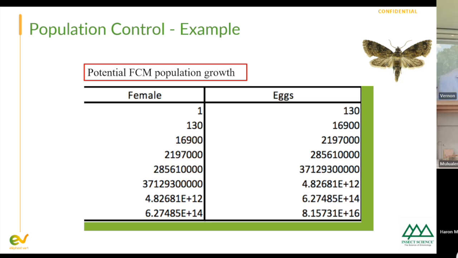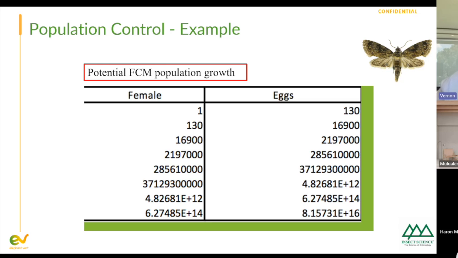So at Insect Science, we believe a very important stage to control is the mating. We don't want false codling moths to become mated and lay eggs. This is a very important point to stop or break. The reason for this is, as I've mentioned, false codling moth can lay up to 130 female eggs per female.